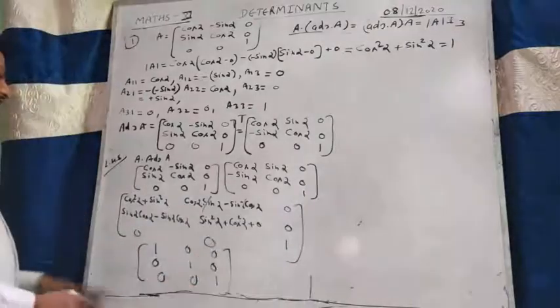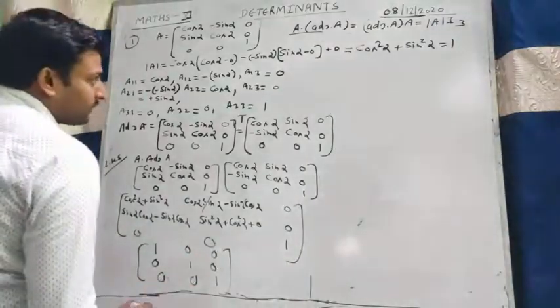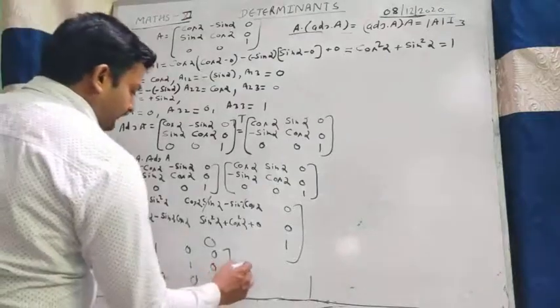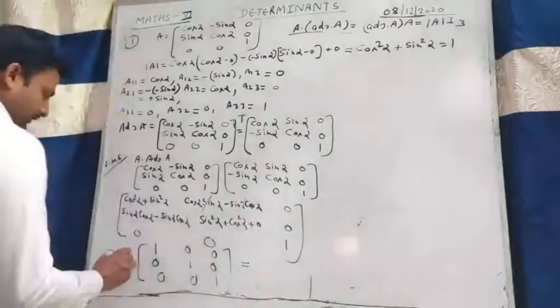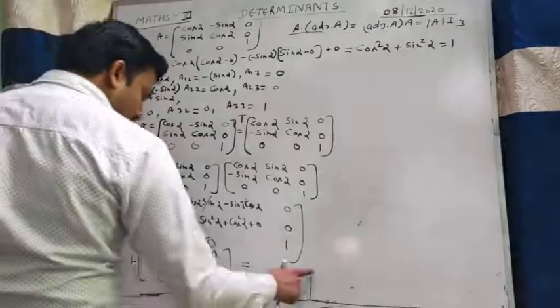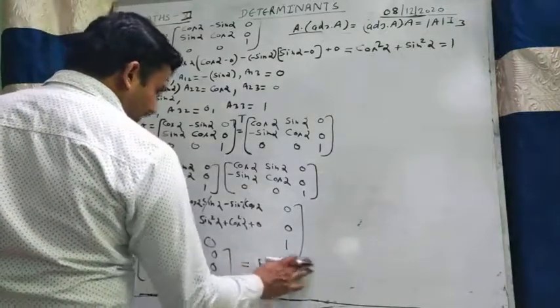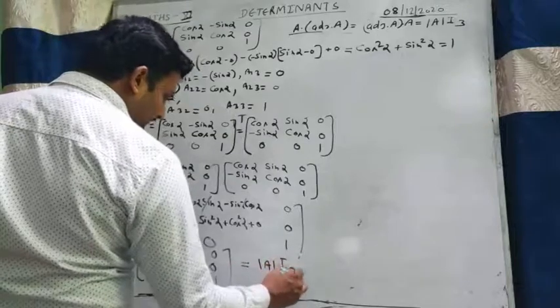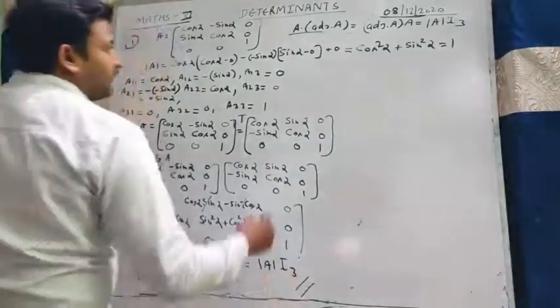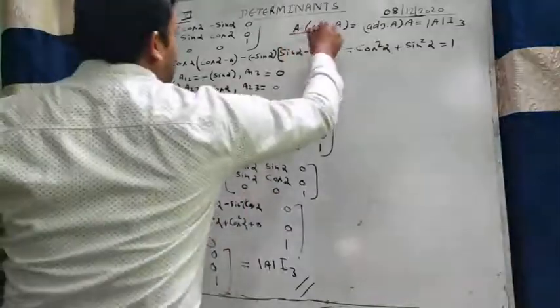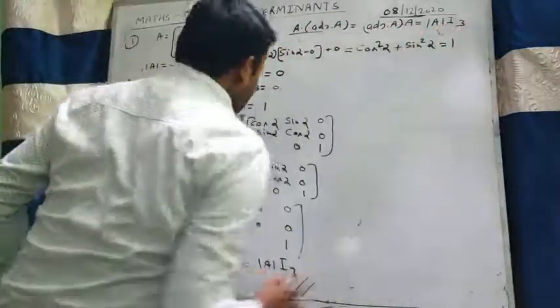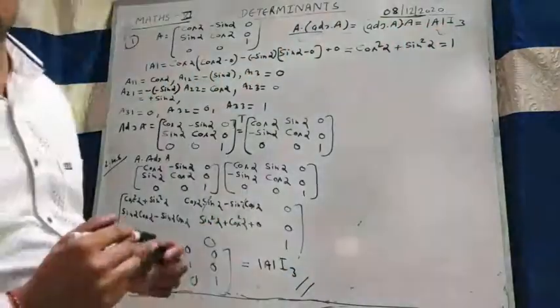So this is our... so we can write the 1 into this. Now our 1 is determinant of A and this is I of 3. So we have proved that this part is equal to this part. Okay, I hope you understand, student.